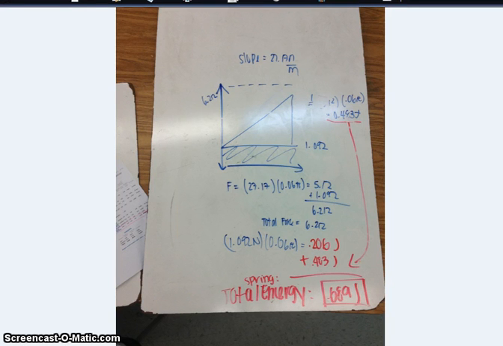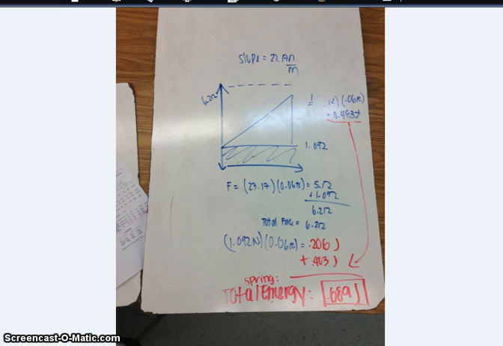So basically, the graph slope would be 27.17 newtons per meter. And then to find your total force, you multiply your slope, which is 27.17, by 0.06 pi, and then you get 5.12, and then you add 1.092, which is the amount of the shaded area underneath the triangle of the graph, and then you get 6.212, which is your total force.